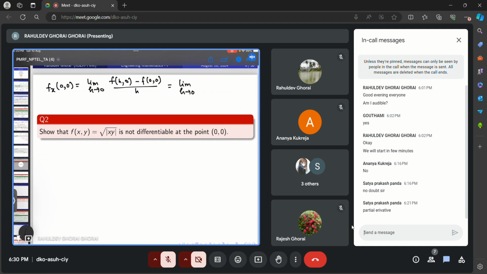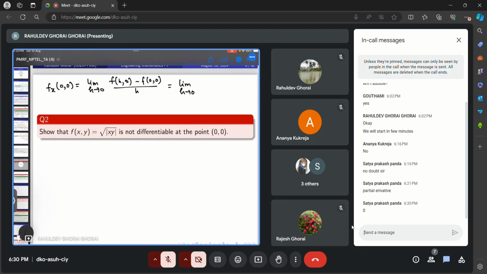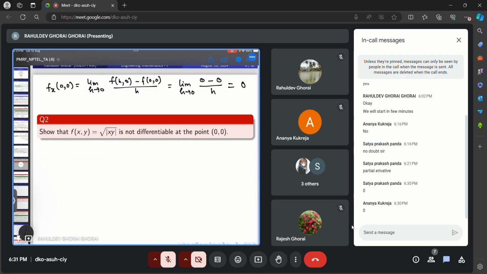What is f of (h, 0)? f(h, 0) is 0, right? Good. And f(0, 0) is 0, so this will be 0. Because h is not equal to 0, h is converging to 0, we can assume that h is not equal to 0, so 0 over h will be 0. So the limit as h tends to 0 will be 0.